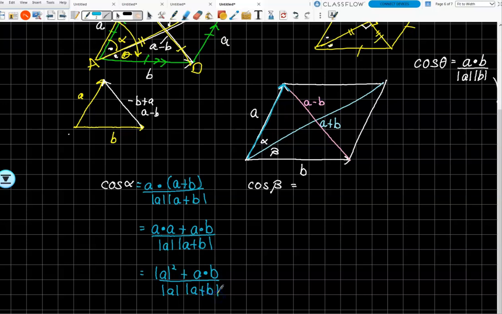So now, can we look at cos beta, which is now going to be, yep, that's now going to be, oh, I did the wrong colour, we'll go green. So now it's going to be this one and this one. So that's now going to be A plus B dotted with B all over the length of A plus B multiplied by the length of B. I'm getting a little bit excited.